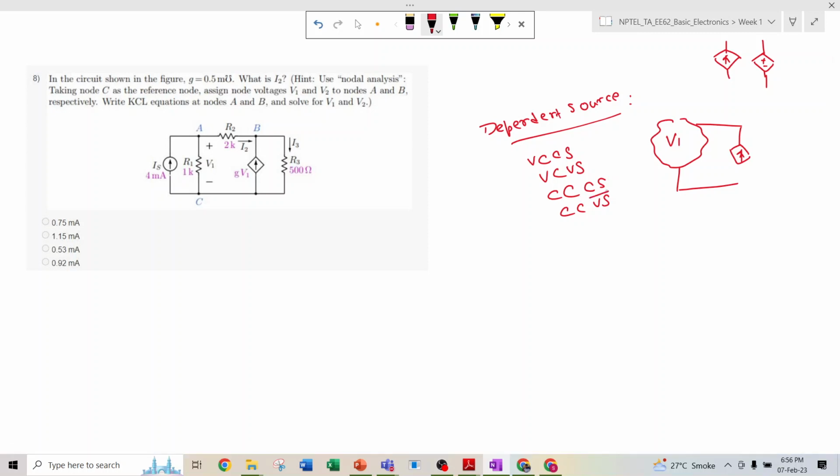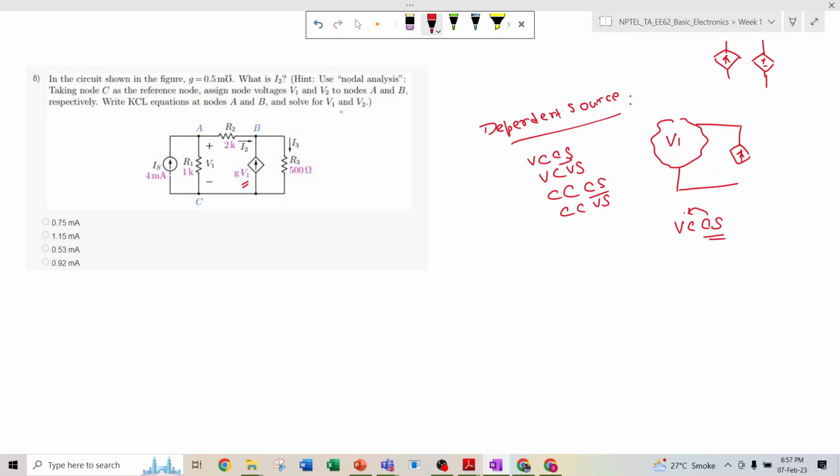It could be either a current controlled current source or a current controlled voltage source, but here it is written as GV1. That means this current source is depending on V1. V1 means voltage. So V1 is what? This voltage. So this current source is depending on this voltage. So this is a voltage controlled current source. This is basically a current source which depends on the voltage across any element. Here it is V1.